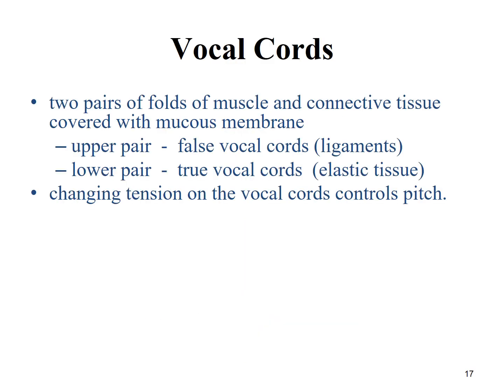The vocal cords are two pairs of folds of mucus and connective tissue covered with mucous membranes. The upper pair are the false vocal cords, which consist of ligaments. The lower pair are the true vocal cords. These consist of elastic tissue. Changing the tension on the vocal cords controls the pitch of speech.